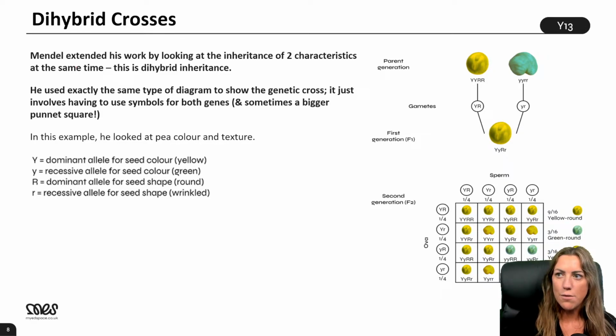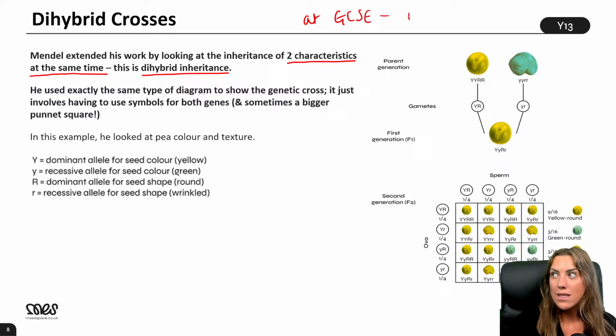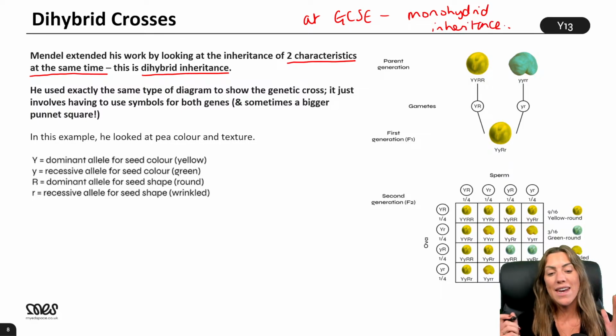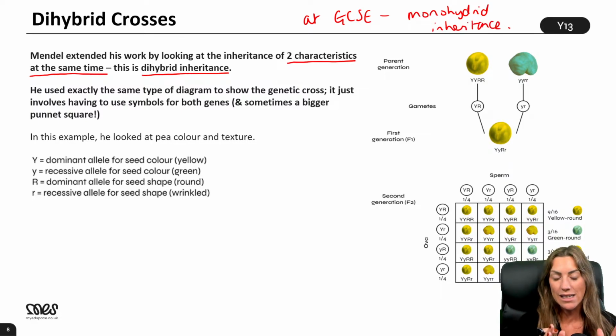Right. So Mendel extended his work by looking at the inheritance of two characteristics at the same time. This is called dihybrid inheritance. You did not do this at GCSE. At GCSE, you only looked at monohybrid inheritance, which is where you just look at the inheritance of one gene at a time. Yeah, like you just look at the colour gene or the height gene or the eye colour gene. You just look at one gene at a time.